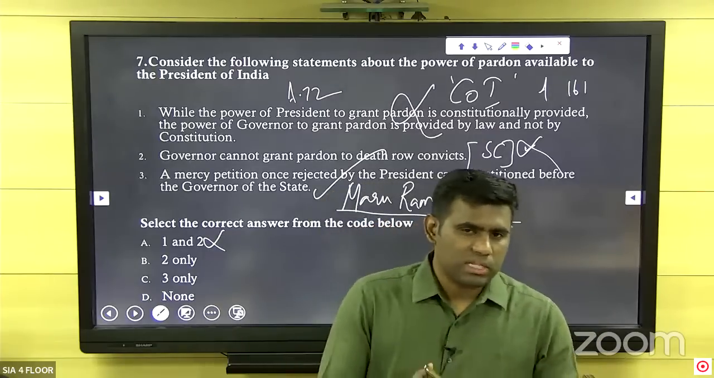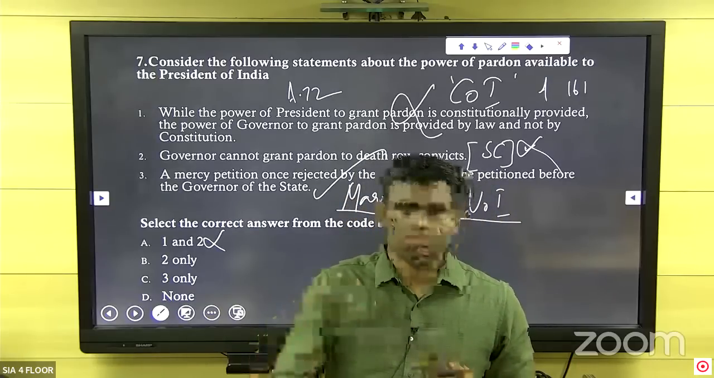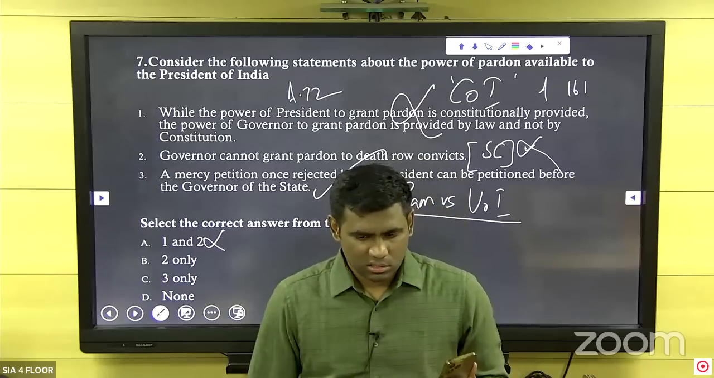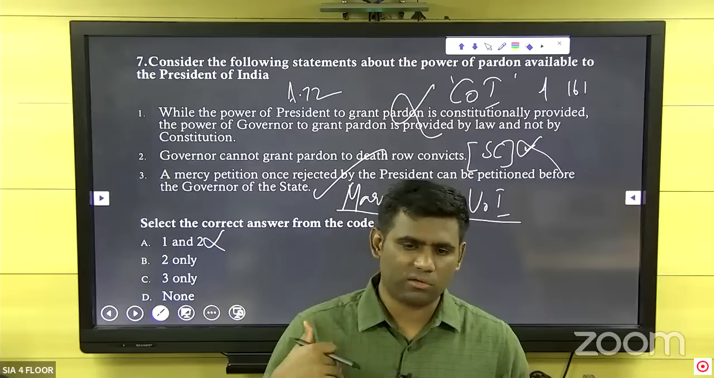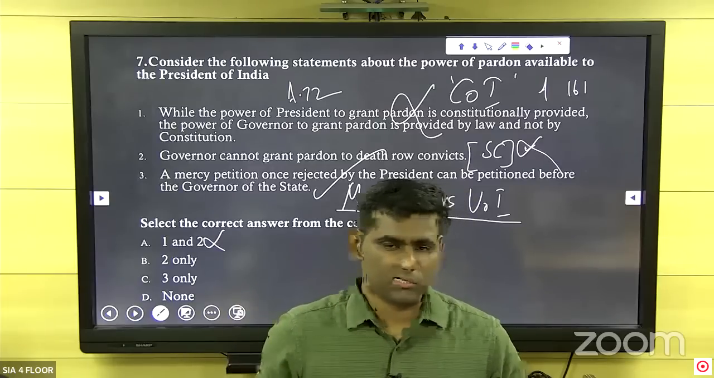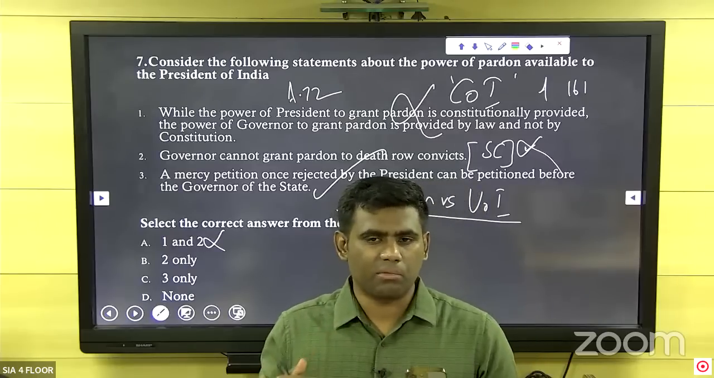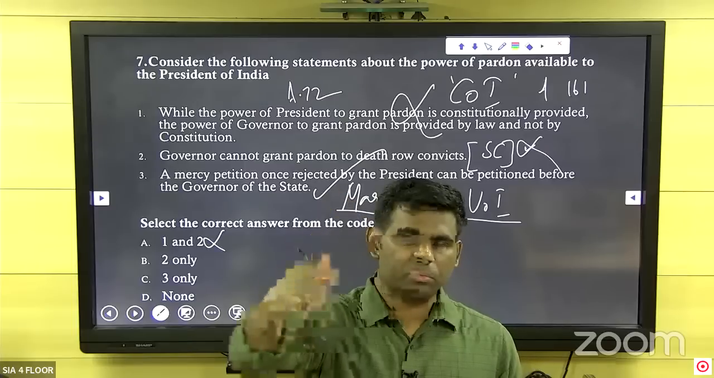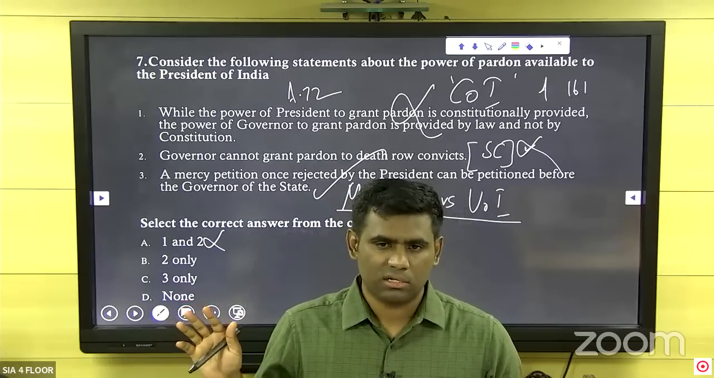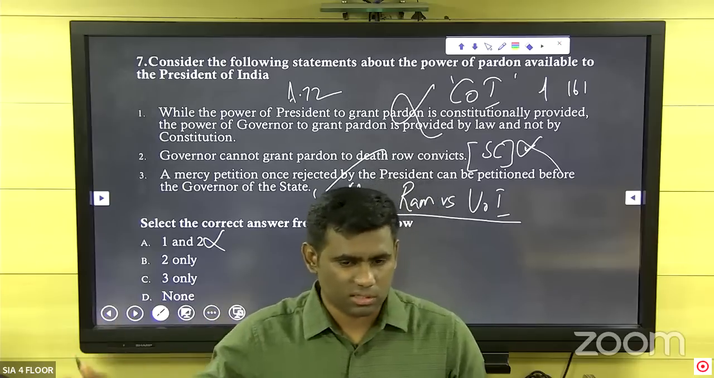Okay, so let's say I commit a crime and I'm punished under a state law. I'm given a death punishment or I'm given a life imprisonment punishment. If it is a state law, I can only file before the governor, right? Or let's say it's a punishment of death. If it's a punishment of death, I can file a mercy petition before the governor as well as the president. Okay, let's say I file before the president. The president has rejected my mercy petition. Still, I have a remedy in the form of filing a second mercy petition before the governor.